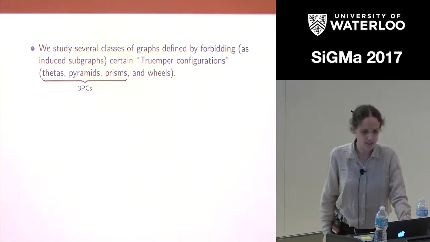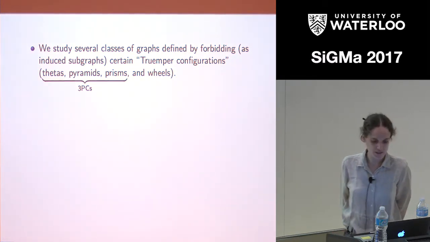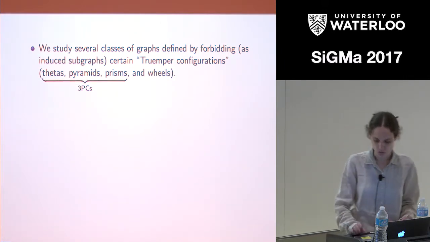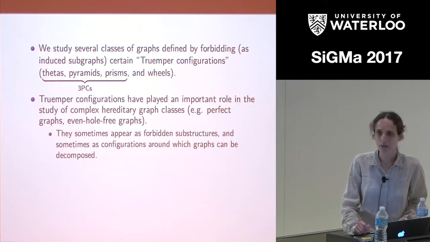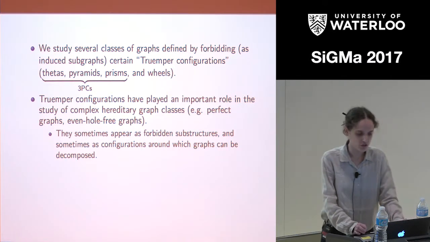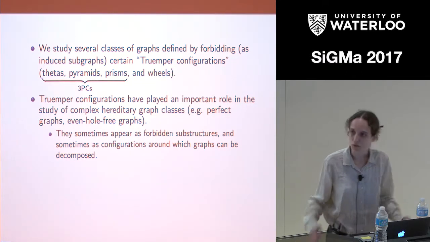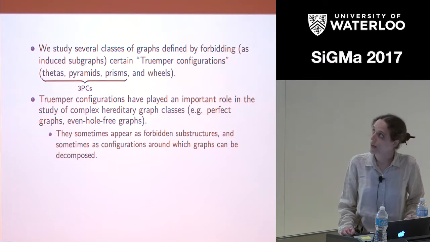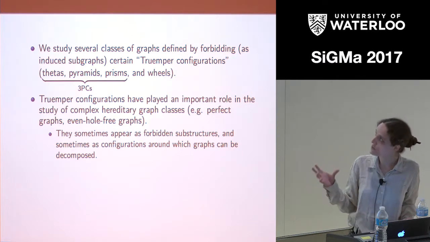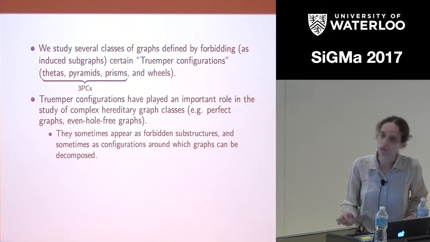Now we are interested in several classes of graphs that are defined by forbidding certain trumper configurations. So those are thetas, pyramids, prisms, and wheels. If you don't know what those are, don't worry, I'll tell you in just a minute. But before that, I just wanted to say that these kinds of configurations have appeared in the context of various hereditary graph classes, perhaps most famously perfect graphs, but also others. Sometimes they appear as forbidden induced subgraphs. Sometimes they appear as induced subgraphs around which you can decompose the graph, for the purposes of proving decomposition theorems.